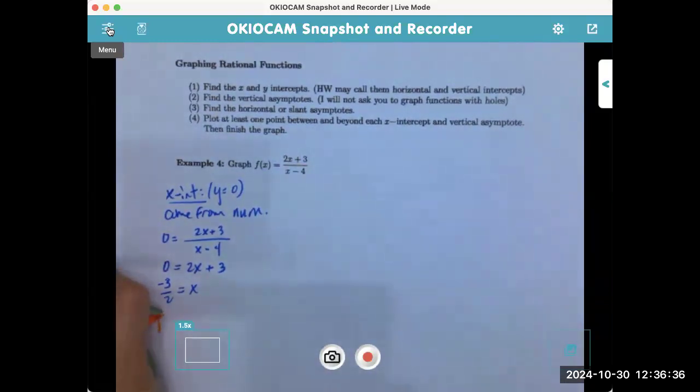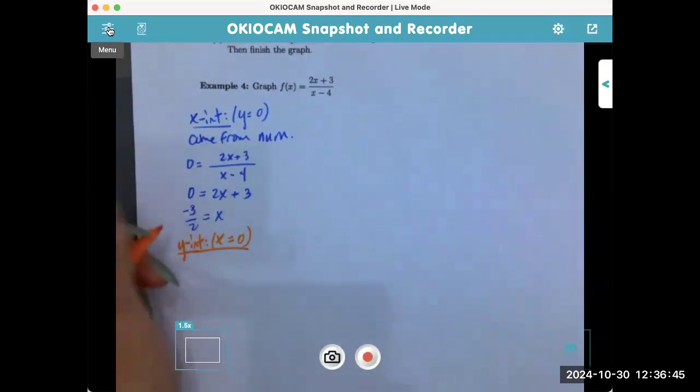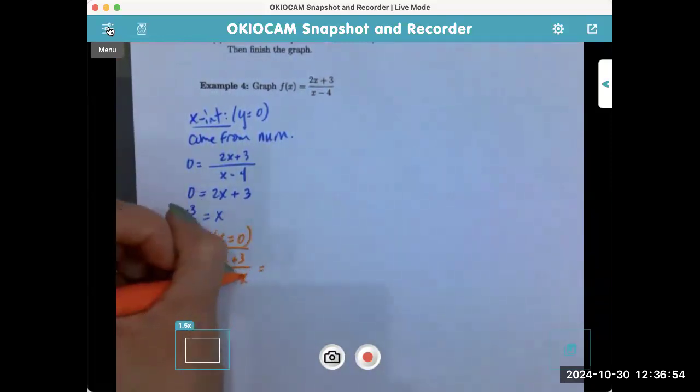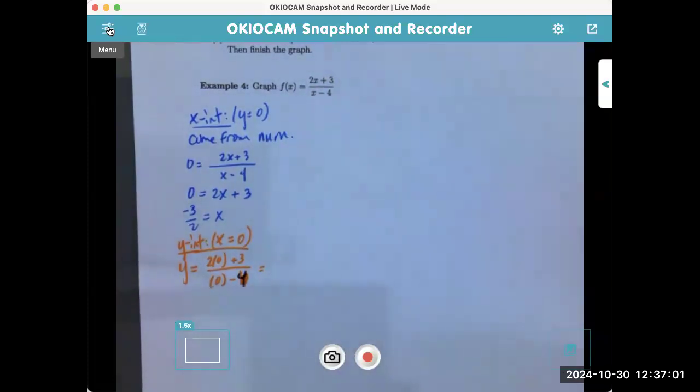Our y-intercept, remember that's x equals 0 forever and always. This says y equals 2 times 0 plus 3 over 0 minus 4, which, oops, excuse me, 4, I can write a 4, I promise. There we go. Which is just 3/4. Okay, so I have an x-intercept of negative 3/2, a y-intercept of 3/4.